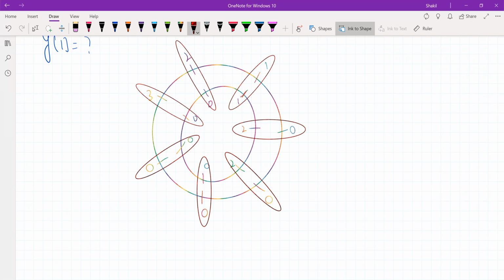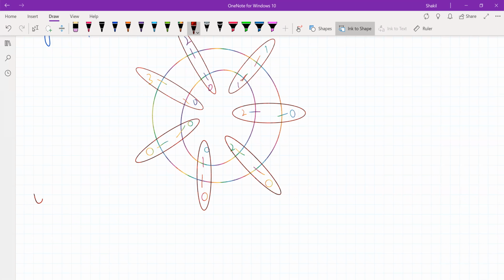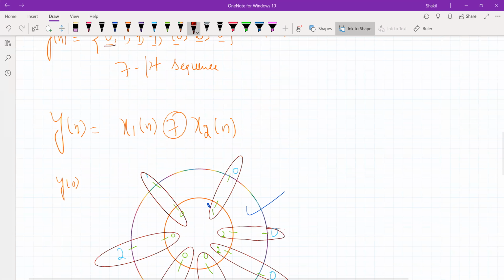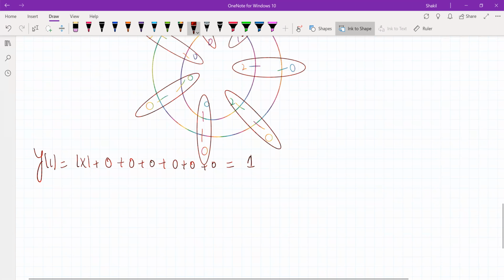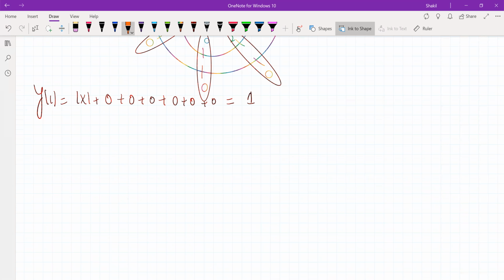So multiplying these terms together, we'll have y of 1 equal to, so this is our starting point. It's 1 multiplied by 1, plus 0 multiplied by 2 is 0, 0 multiplied by 3 is 0, again 0, and this is 0. So the result is 1. I hope you have got the correct answer of 1. So again, the answer is correct. Then to get y of 2.